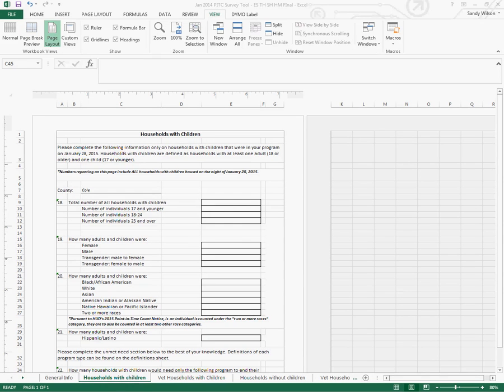For this training segment, we're going to look at the 3 household types as defined by HUD and their subcategories and collect demographics. So the 3 household types are households with children, households without children, and households with only children. We're going to gather demographics on each of these household types on the households that you provided shelter to on January 28, 2015. Then we're going to look at a subcategory type of veteran households within your households with children and your households without children.